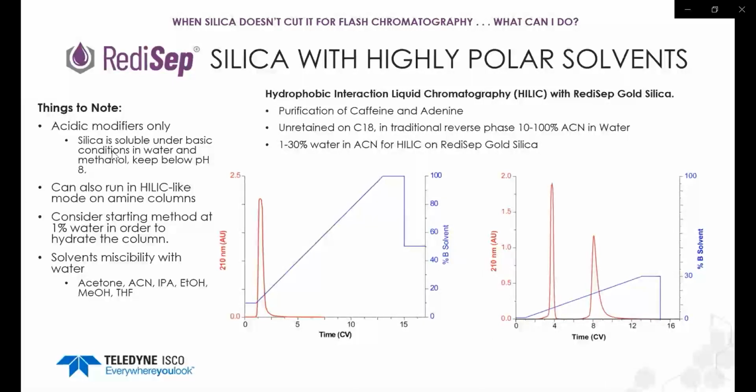And so some things to note is that you can only use neutral or acidic modifiers, as silica is soluble under basic conditions in water and methanol. So we need to keep it below pH 8. You can also run it in HILIC-like mode on an amine column as well. You want to consider starting the method at 1% water in order to hydrate the silica appropriately. And just keep in mind, you need to use a solvent that's miscible with water. So this could be acetone, acetonitrile, IPA, ethanol, methanol, or THF. And so there's numerous solvents you can choose from.